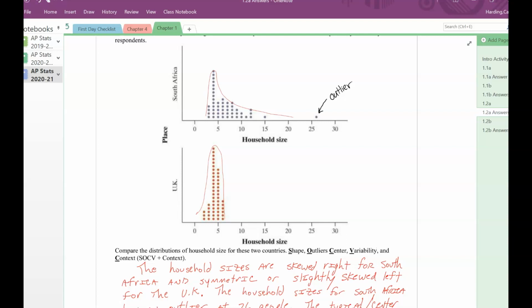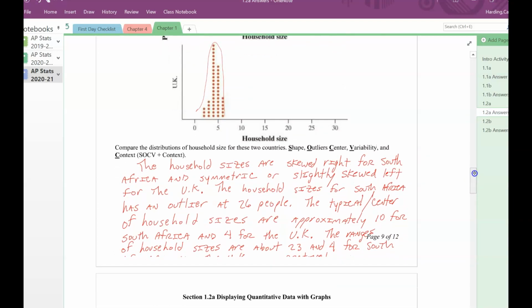And looking at these 2 graphs, one thing that you should immediately notice is that the graph for South Africa is much more spread out than it is for the UK. The UK is much more compact. So if we were looking at their ranges, the ranges of household sizes are about 23 and 4. 23 for South Africa, 4 for the United Kingdom. And then in your description also, always be sure that you are including context. So you can take a look at the write-up there.